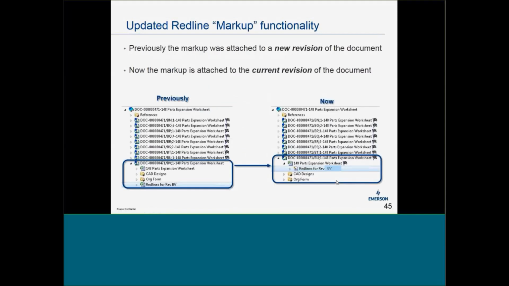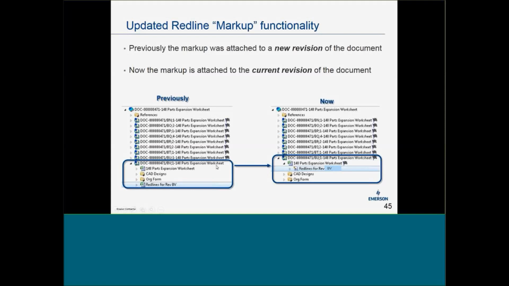So the markup was previously attached to a new revision of the document in 100. A new revision had to be created so that the redline object could be attached as a data set. But since we're attaching the markup as a markup object, a new revision is no longer needed. So the markup is now being attached to the current revision of the document.